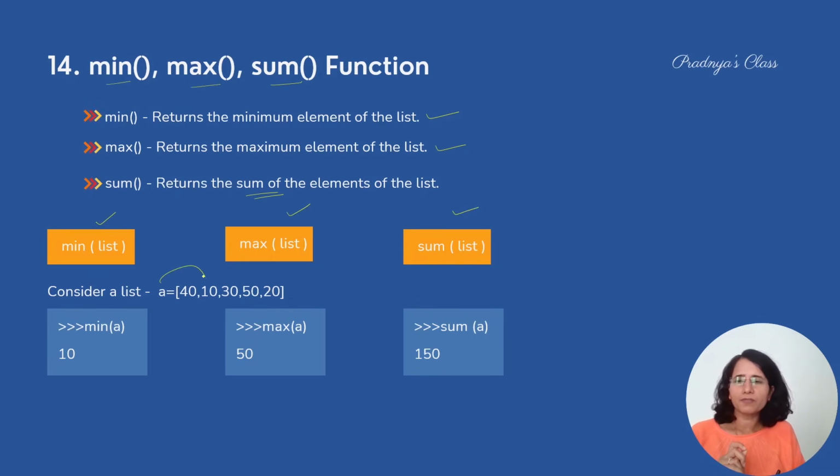We are considering one list with some values. If I try to apply the min function on the list, we will get the minimum value. You can see here 10 is the minimum number in the list. Similarly, max will give the biggest number of the list, and sum will print the sum of the elements of the list.